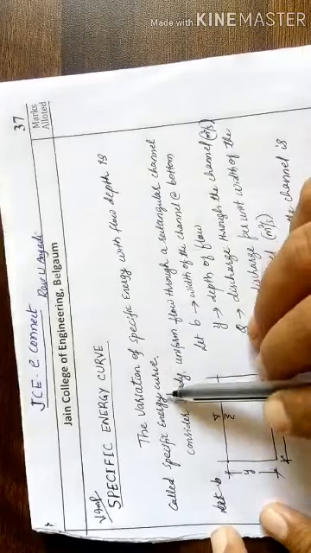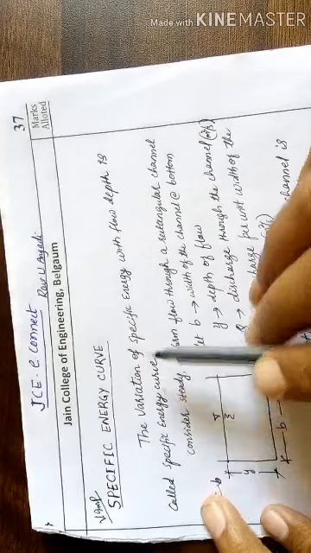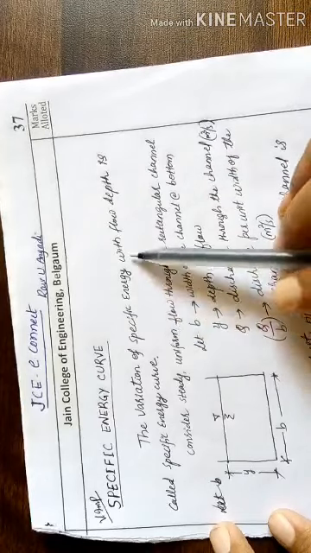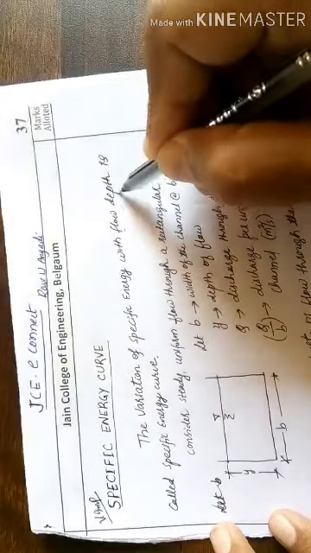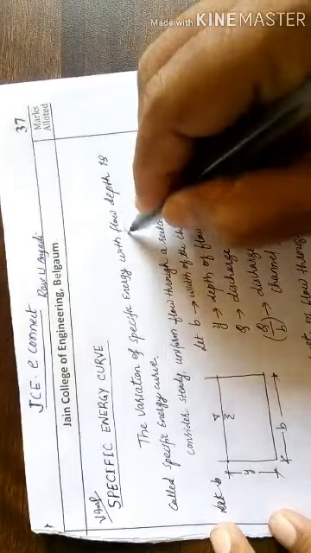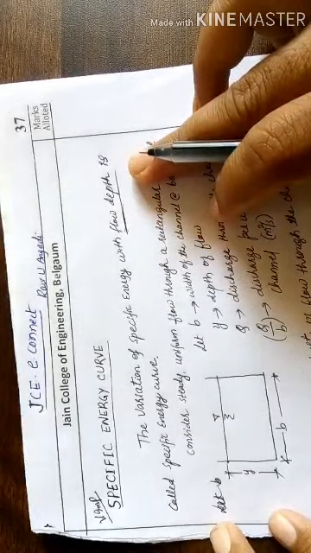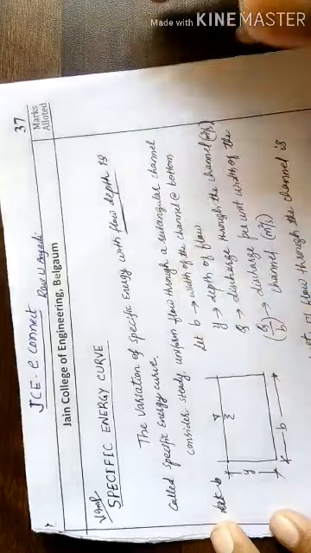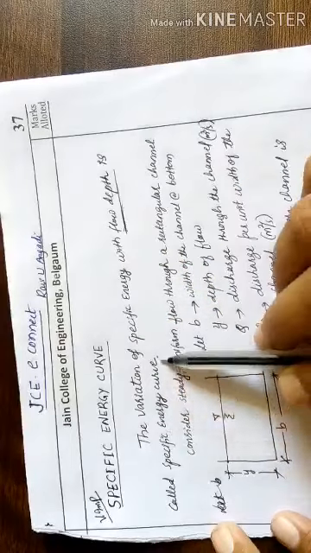As we discussed in the previous lecture, the total energy along the direction of flow always decreases, whereas the specific energy may increase or decrease along the direction of flow, because it depends upon the flow depth. If the depth of flow increases, then the specific energy increases. If the depth of flow decreases, then the specific energy decreases. The variation of specific energy with flow depth is called the specific energy curve.